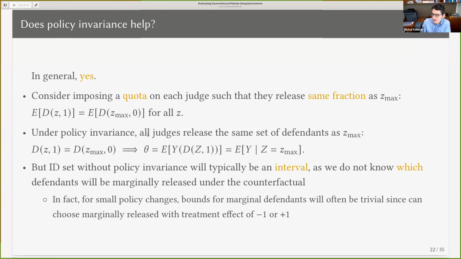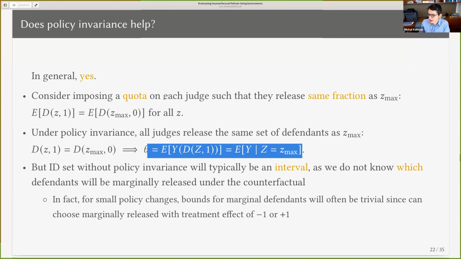If you impose policy invariance, you're point identified in this quota example where I ask everybody to be releasing as many people as the most lenient judge, because under policy invariance, everybody would be making exactly the same decisions as the most lenient judge currently is making. And so I just have to look at what's the outcome for the most lenient judge, and that's going to be the counterfactual outcome. So that's the point identification result.